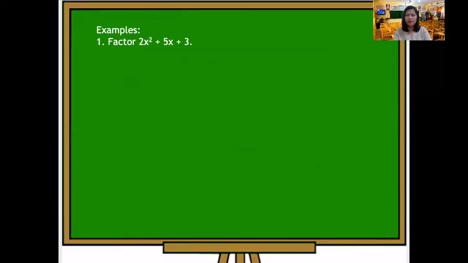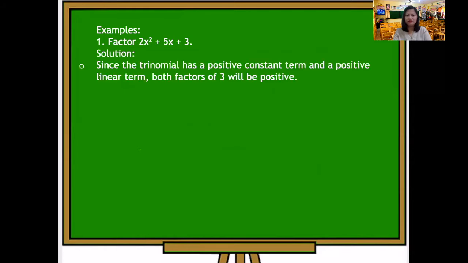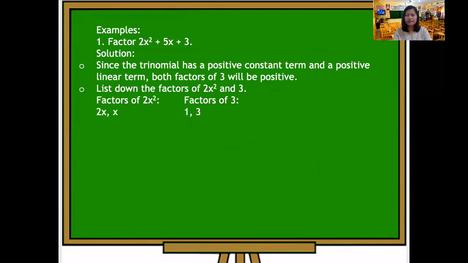Let's have example 1. Factor 2x squared plus 5x plus 3. Since the trinomial has a positive constant term, 3, and a positive linear term, 5x, both factors of 3 will be positive. So we list down the factors of 2x squared and 3. Factors of 2x squared, we have 2x and x. Factors of 3, we have 1 and 3. The possible factors, 2x plus 1 and x plus 3.